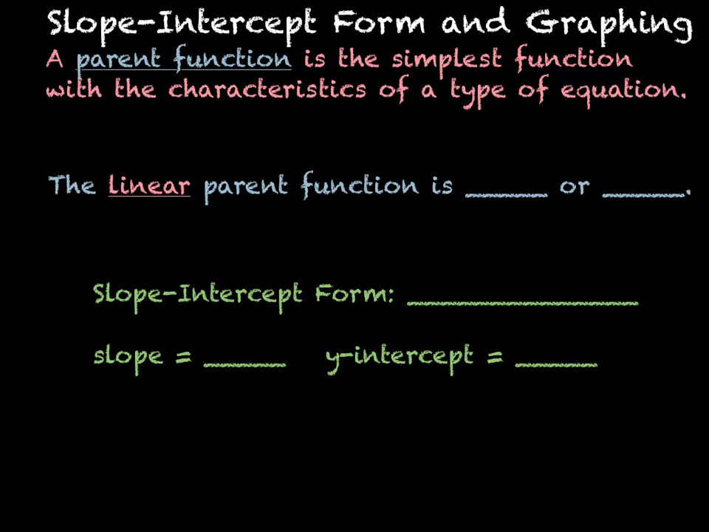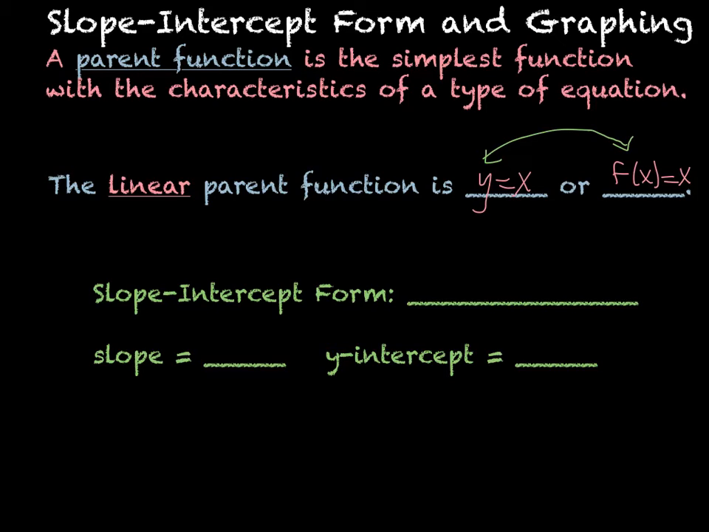Slope-intercept form and graphing. A parent function is the simplest function with the characteristics of a certain type of equation. The linear parent function is written as y equals x, the line y equals x, or the line f of x equals x, because we talked about y and f of x being interchangeable in our function notation. So either way, it means the parent function of a linear function, parent function of a line.